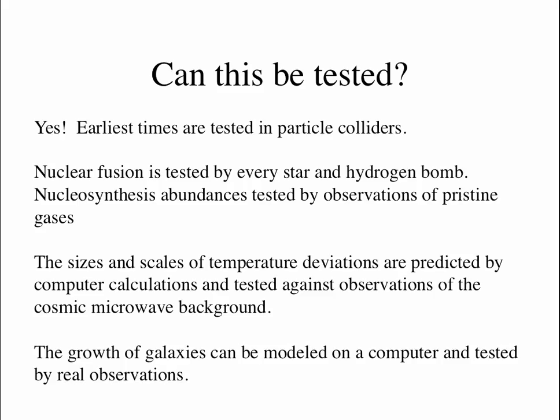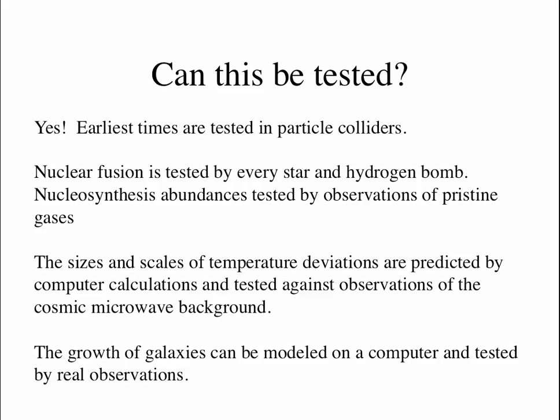We talked about the deviations in the temperature in the cosmic microwave background, those hot spots and cold spots. The number of those deviations, the sizes of those deviations, and the amplitude, the total temperature difference of those deviations, are predicted by the theories. Usually we calculate them by computer, and astronomers test those against actual observations of the cosmic microwave background. And finally, the growth of galaxies due to gravity and dark matter over time is modeled on computers, and those can be tested by real observations.